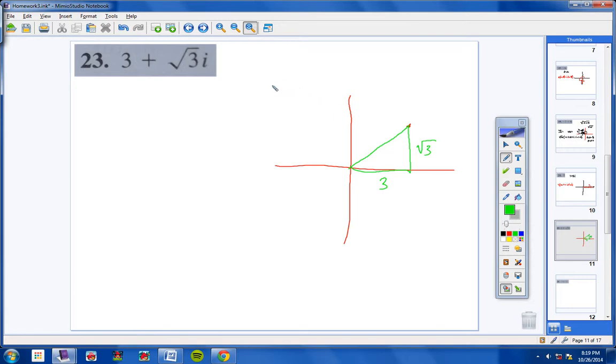We can find the hypotenuse very quickly. Square root of 3 squared, that's a 3. 3 squared, that's a 9. That's square root of 12, which would be 2 square root of 3. So your hypotenuse would be 2 square root of 3.